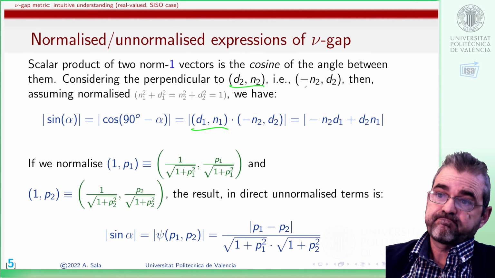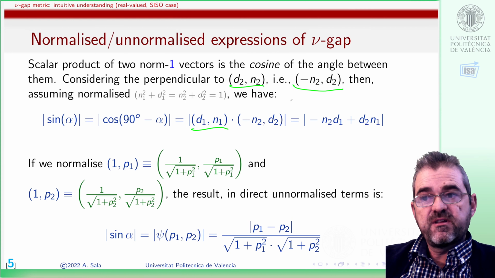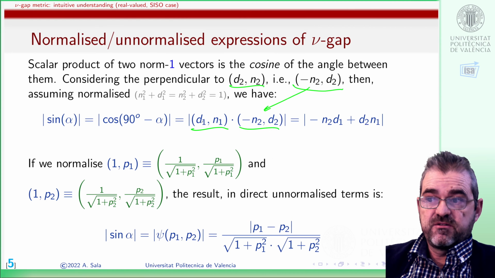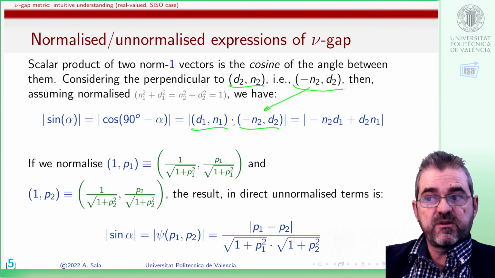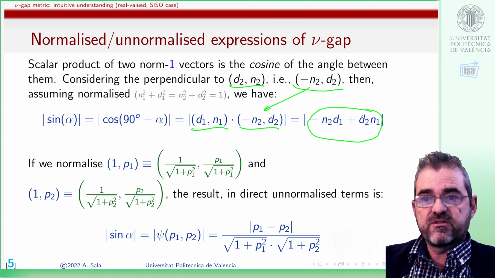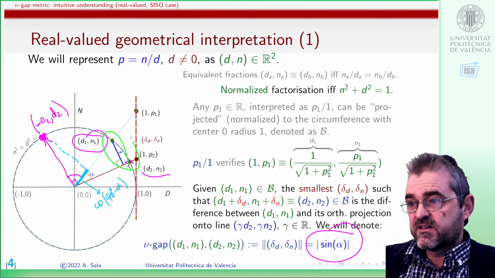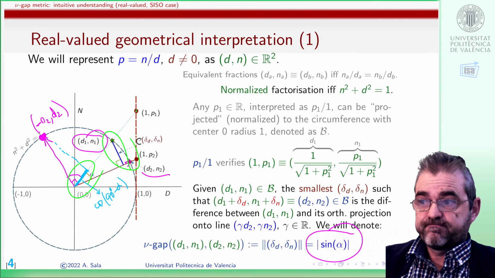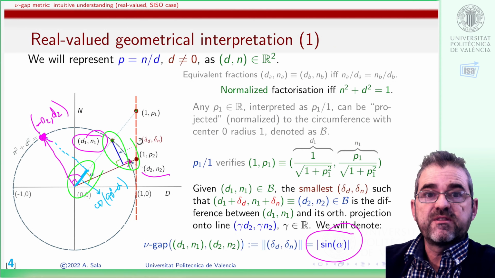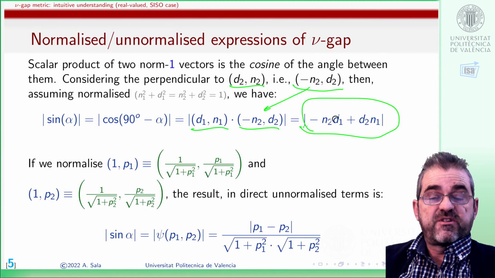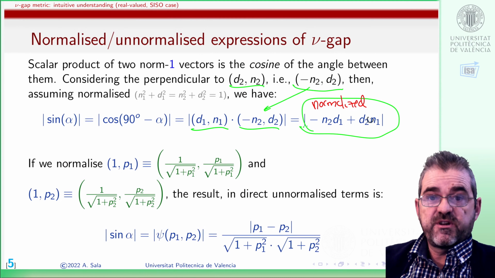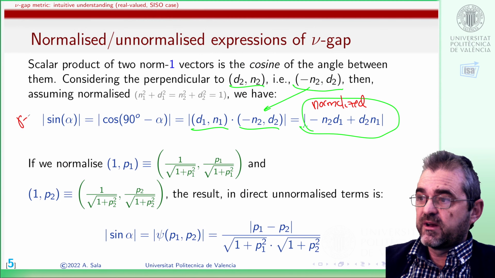normalized, then I rotate 90 degrees with this, I get that vector, and the scalar product is just the first one times first one plus second one times second one. It's this expression. So the length of this line, and this one of course, is the absolute value. We are just measuring a length, we don't want the sign of this expression. So this is the normalized expression for the nu gap.